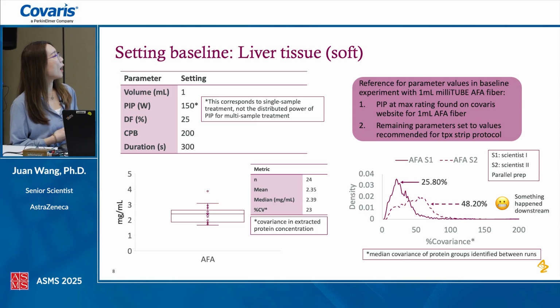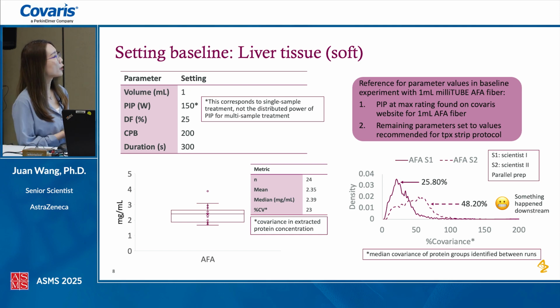So after we do the homogenization, our next step is to measure the protein concentration, and we get around 2 to 3 milligrams per milliliter. And we had 2 scientists also do the global proteomics sample preparation. The CV ranged from 25% to 48%, which is not good. It's not ideal for us.